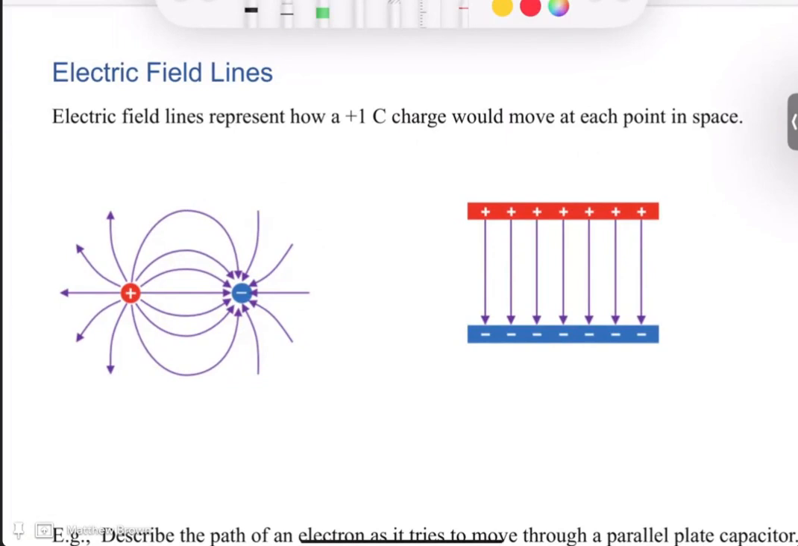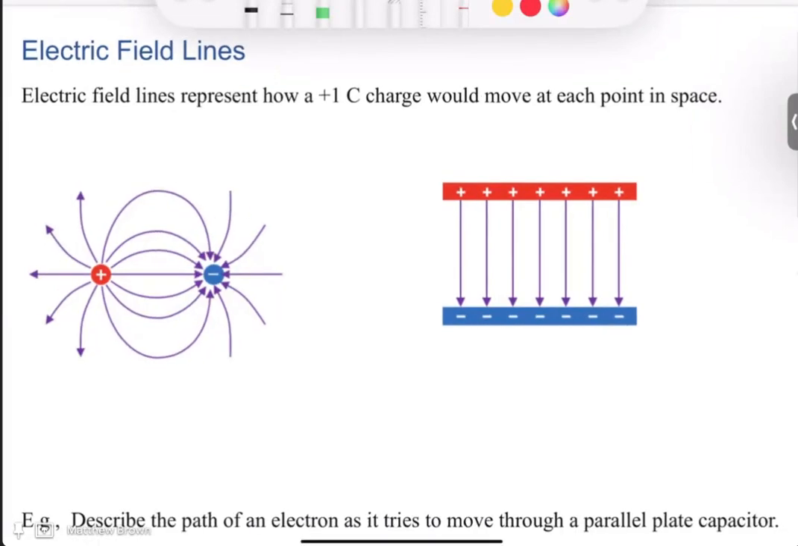You've probably even done some stuff where you take a magnet and hopefully you put some paper over top of it before you put the iron filings on it, and it sort of gives you a way to see some of the electric field lines. But we do have a definition for how to actually draw electric field lines, and it's right there. They represent how a +1, so 1 Coulomb test charge, would move at any point in space.